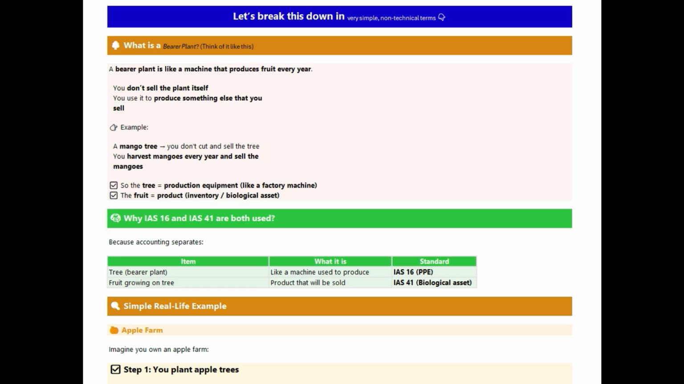Why are IAS 16 and IAS 41 both used? Because accounting separates the tree and the fruit growing on the tree. The bearer plant is like a machine used to produce, which falls under IAS 16 property, plant and equipment. The fruit growing on the tree is the product that will be sold, an IAS 41 biological asset.